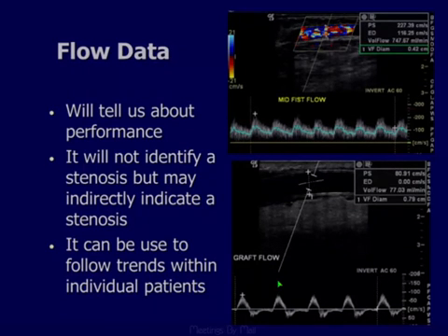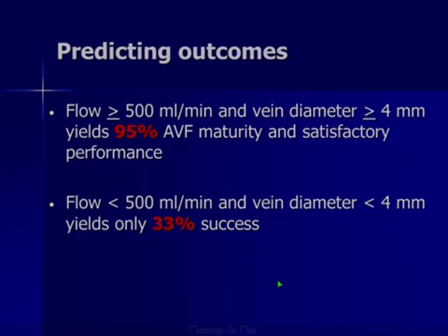It won't tell us we have a stenosis, but if we have low volume flow, it's going to signal us to take a look in more detail, that maybe we missed a stenosis that's there. This is an interesting paper that looked at long-term outcome, and it said that if your volume flow in your fistula is less than 500 mils per minute and the diameter is less than 4, you have about a 1 out of 3 chance of that being maintained long-term. But if you have a high flow rate above 500, a good sized vein above 4, that has a 95% chance of maturing and satisfactorily performing.